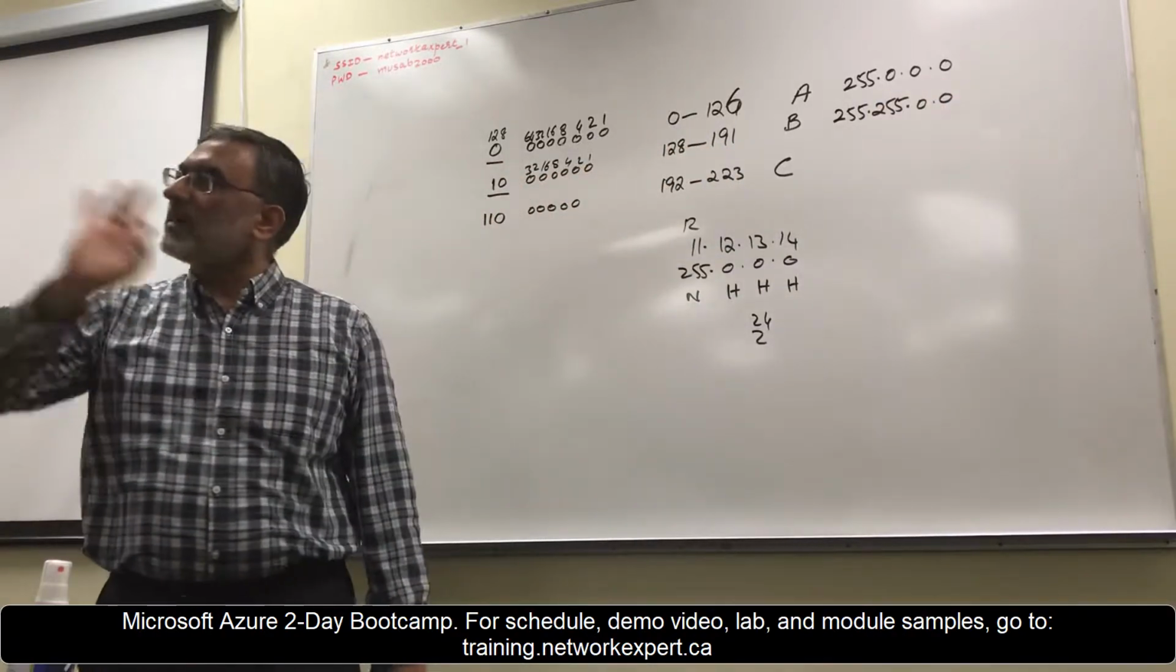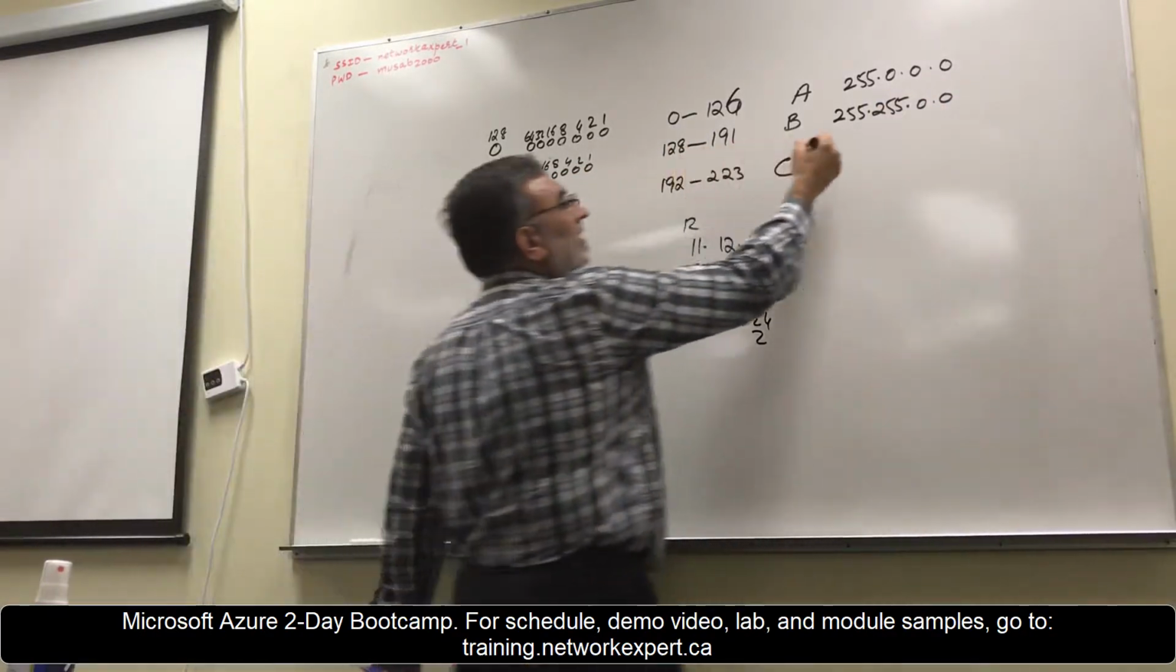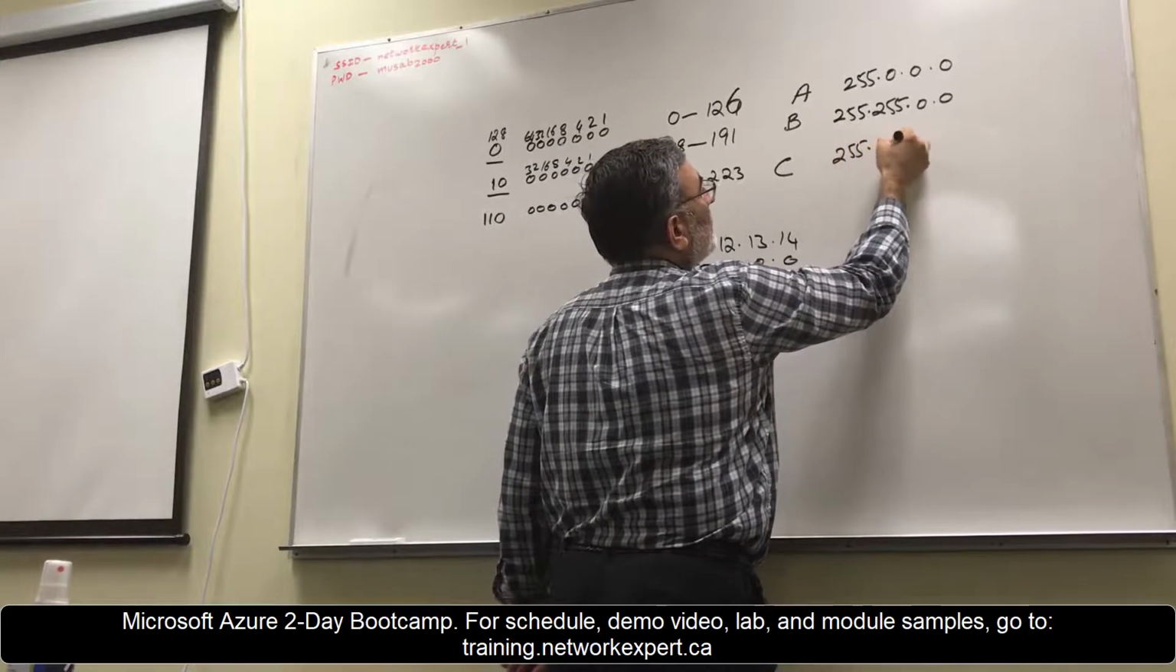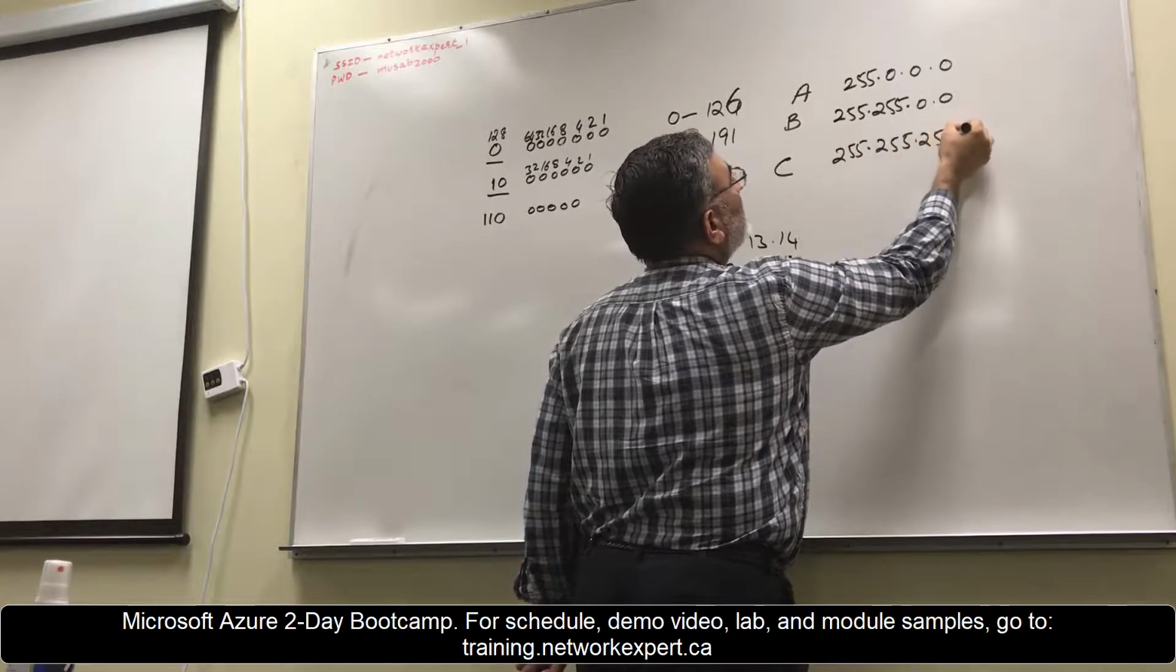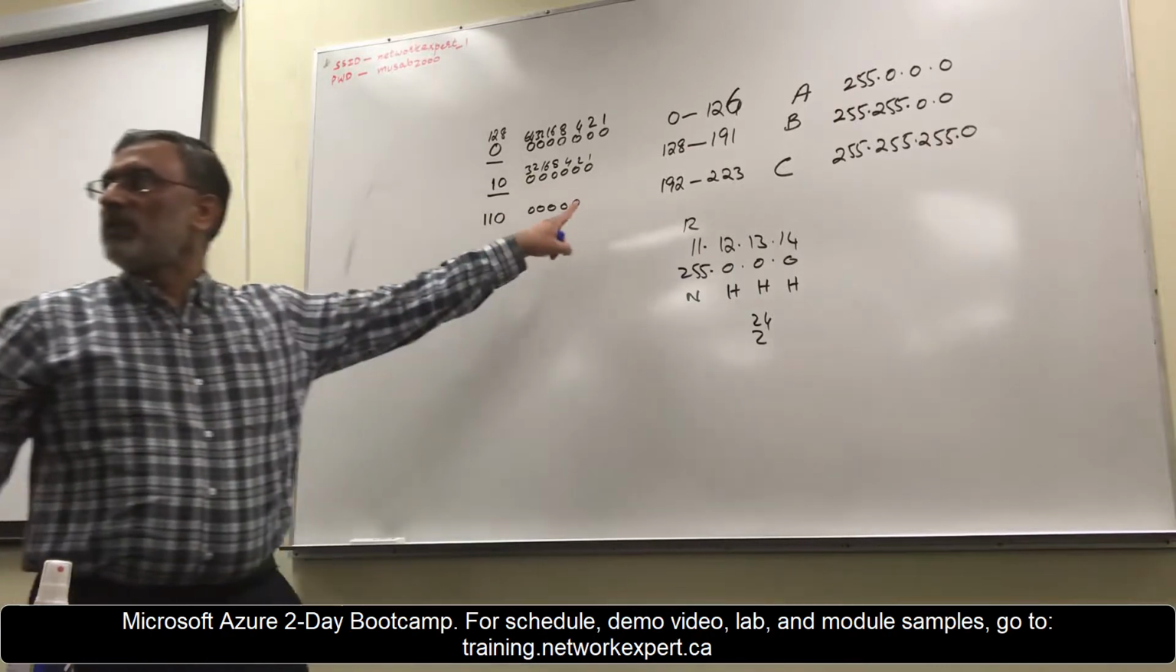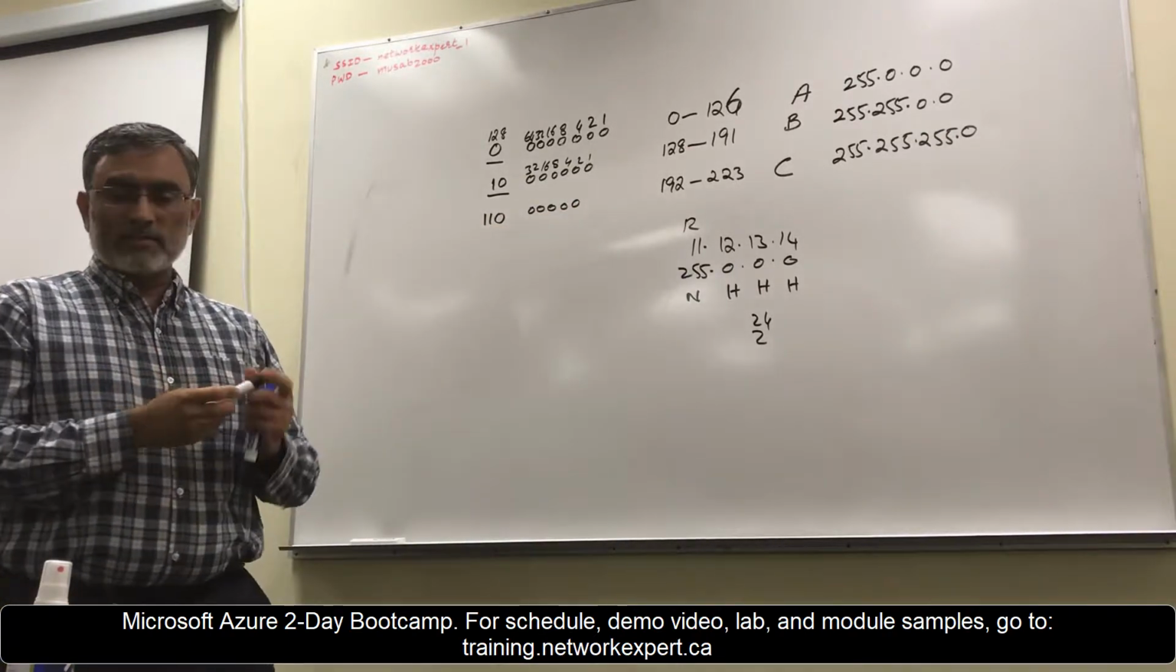Okay. So for B class, it was agreed that 255.255.0.0 will be the default subnet mask. For C class, 255.255.255.0 was decided as the default subnet mask, okay?